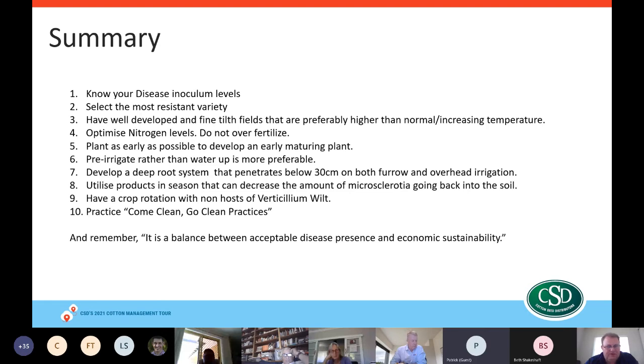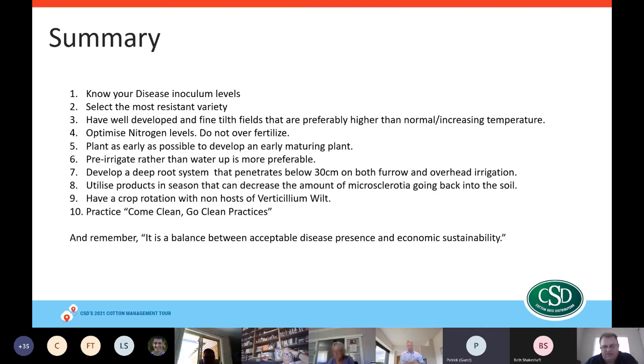Optimise nitrogen levels and do not over-fertilise. Plant as early as possible to develop an early maturing plant. Getting it in and getting it off is very, very important. Pre-irrigating rather than watering up is preferable. We don't want to be putting cold water, particularly in areas that are already cool during the first couple of weeks of October, as it can actually bring on the disease.